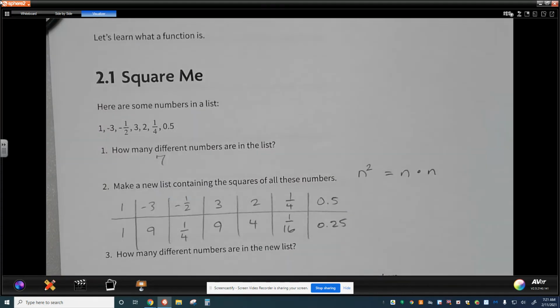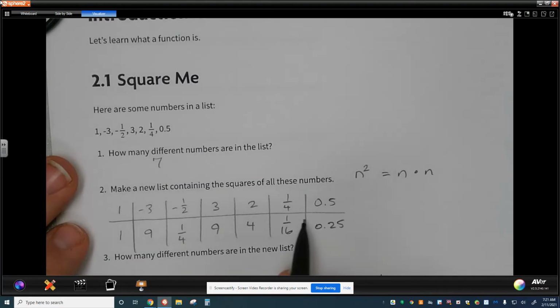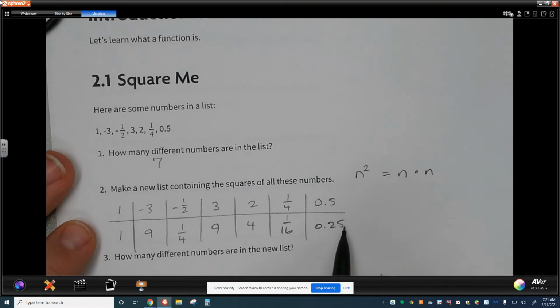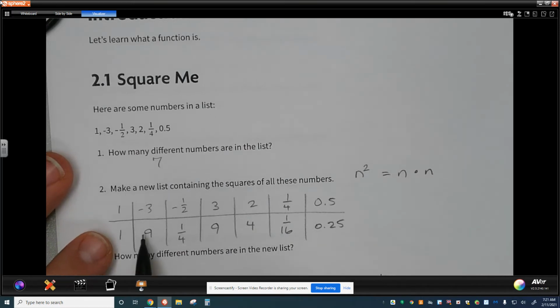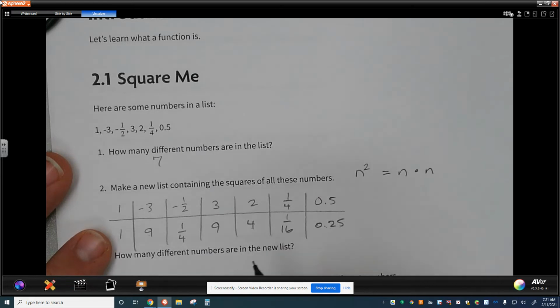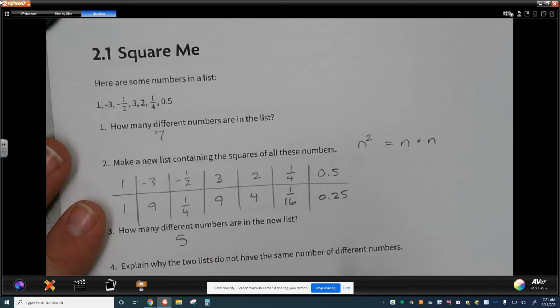And so the next question asks how many different numbers are in the new list. So here's our old list above, and here's our new list. And as we look, we have 1, 2, 3. The 9 is also already listed, so there's 3, 4, 5, and then we have the 1/4 is already listed. 25/100 is 1/4, so we actually now have 5 numbers.